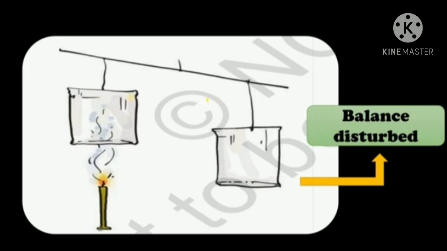As we have discussed, warm air rises up, expands, and is lighter, so it moves upwards. So the bag on the left-hand side sinks down. Why does it sink down? It means the air in the bag on the left side is cool. Cool air is heavier, so it sinks down.